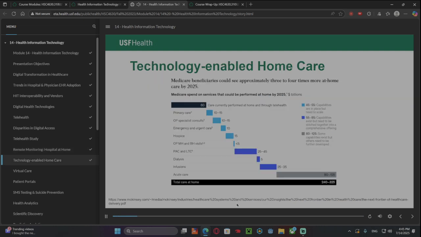Technologies are significantly expanding the opportunity to care for patients at home. Medicare beneficiaries could see approximately 3 to 4 times more at-home care by 2025. Medicare spend on services that could be performed at home by 2025, in billions: as you can see, acute care, that is hospital care, could grow to $80 to $125 billion. Other services are also possible for care at home enabled through technologies.